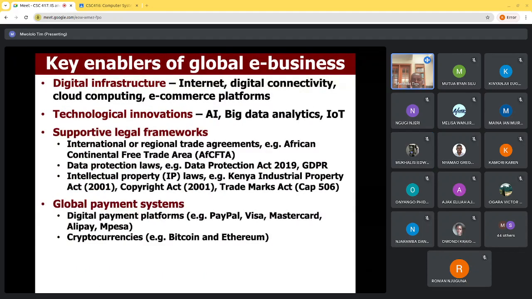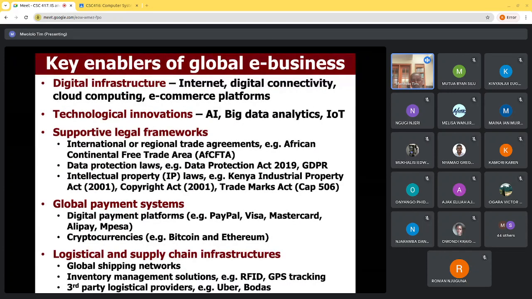So I had put out this slide on enablers of global e-business because you need to be able to reach your final customer. For example, the last one: if you're buying a car from Japan, you have to go through a shipping company that ships the car from its origin in Japan and it comes to Mombasa. Then you have to think about how it moves from Mombasa. You could have another company that delivers it to Nairobi, and then from there it moves to wherever you will be.